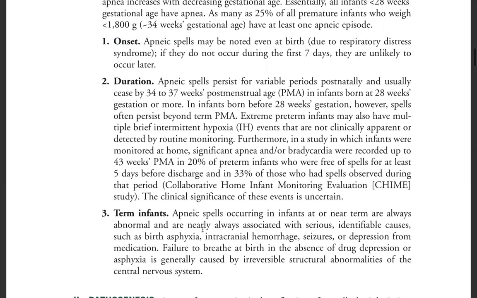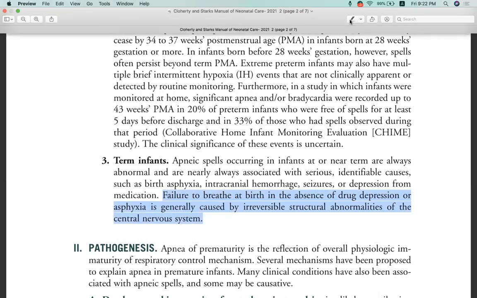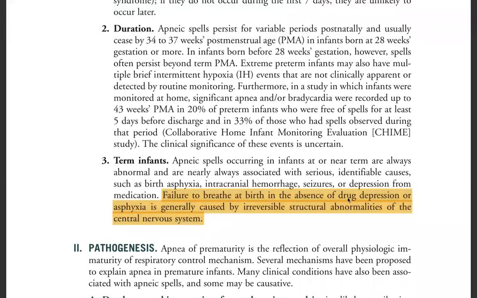Term infants can also have apneic spells. Always in term infants, you should consider an abnormal cause. There will always be serious identifiable causes such as birth asphyxia, intracranial hemorrhage, seizure, or medication use like phenobarbital overdose. This is what we commonly see. If there is apnea in the absence of drug depression or asphyxia, or IVH, then you have to consider a serious structural CNS anomaly.